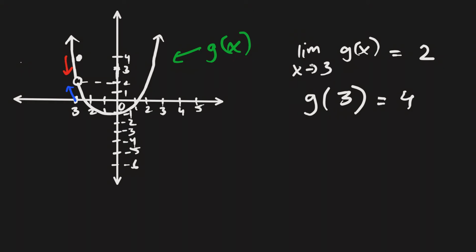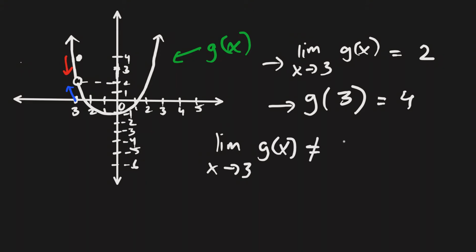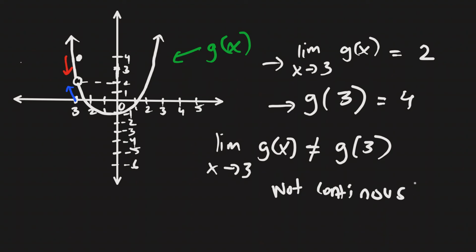So why did I write these two things out, right? They're clearly different things. Why do I need to write them out? Well, the thing is, if the limit as x approaches a certain number, in this case 3, for a function, in this case g of x, is not equal to the function value at the point we're approaching, so in this case 3, then our function is discontinuous. So not continuous. This is an indicator if a function is discontinuous. So clearly at this point, at 3, we have a discontinuity.